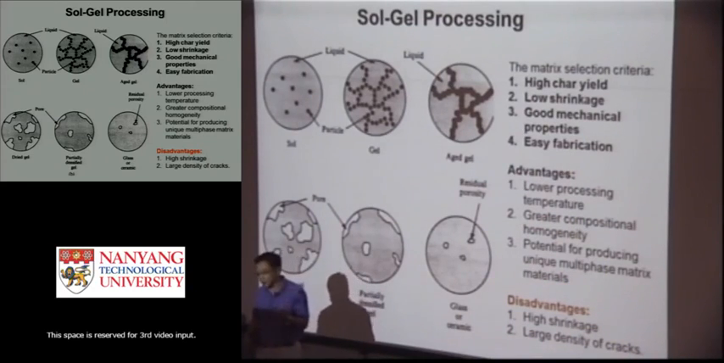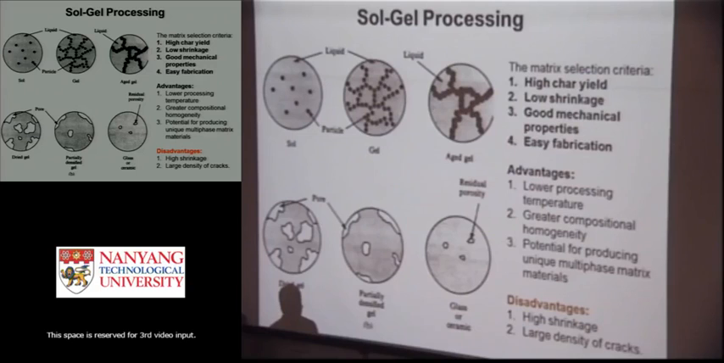One is the shrinkage. This you cannot avoid it. Whenever you remove solvent, all the material will shrink. So that's easy to understand. And also you will have some cracks inside, right? Because when you remove solvent, you will have pores inside. So this will form the cracks. Okay.